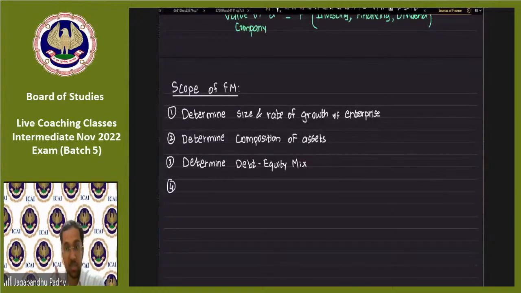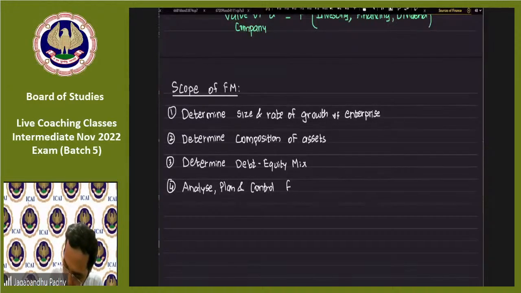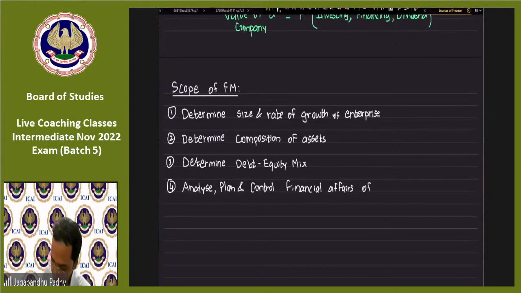And lastly, but this is not the least activity, this is the most important and very cumbersome activity, because that's the day-to-day thing that the manager is supposed to be doing. So the fourth thing that the manager is supposed to be doing is analyze, plan, and control financial affairs of the entity, the financial affairs of the enterprise.